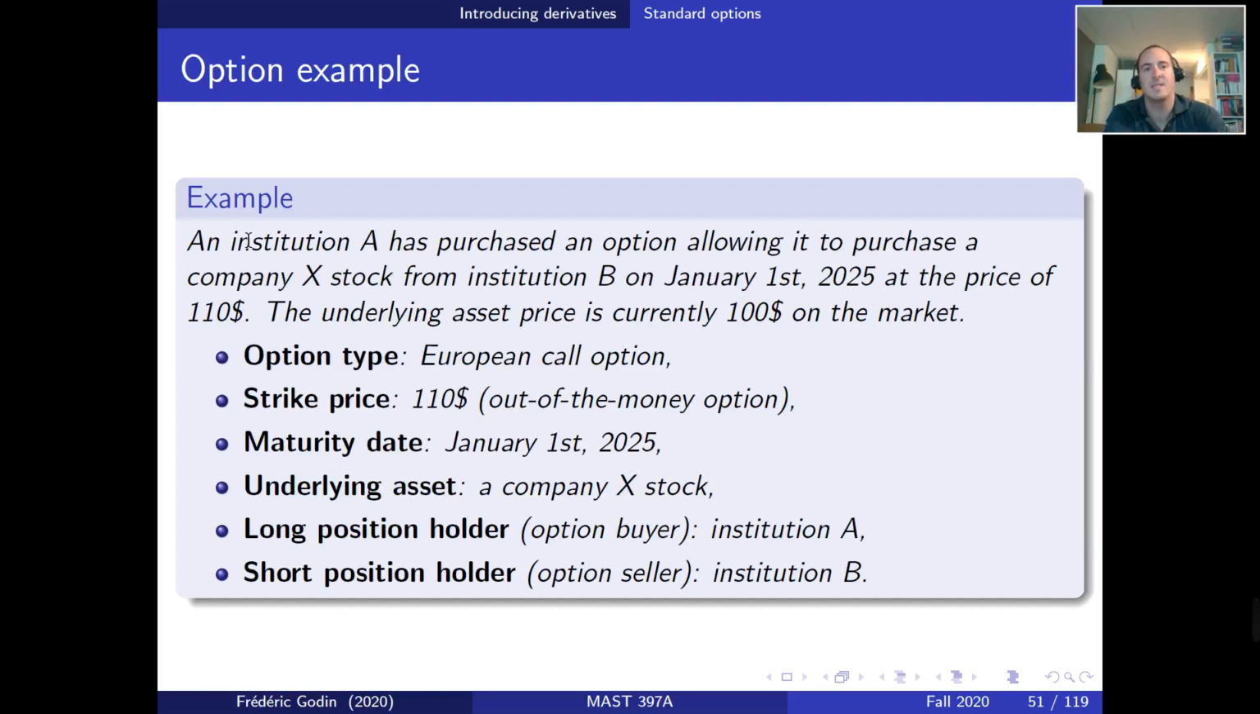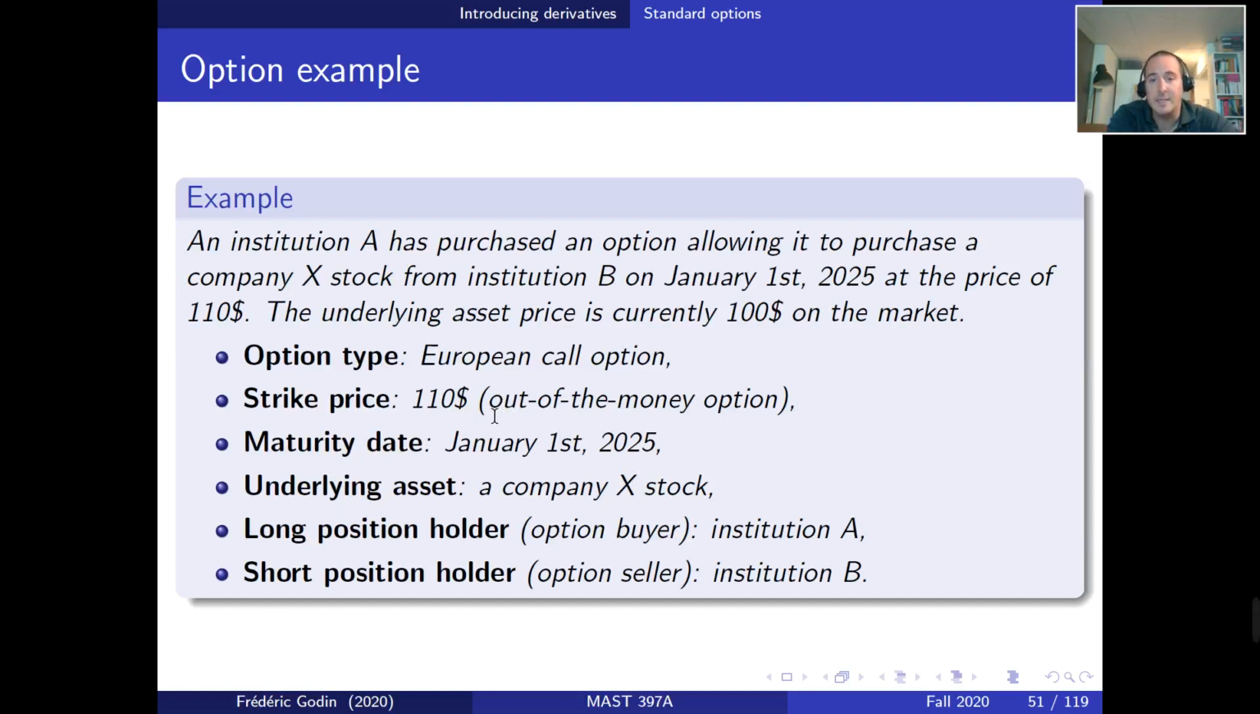Okay, so it can receive the underlying asset and pay the strike price. So because it can buy the underlying asset, we say it's a call option. Conversely, if institution A could have sold the underlying asset, then this would have been a put option. What is the strike price here? The strike price is $110. It's the predetermined price at which the transaction can be made according to the contract.